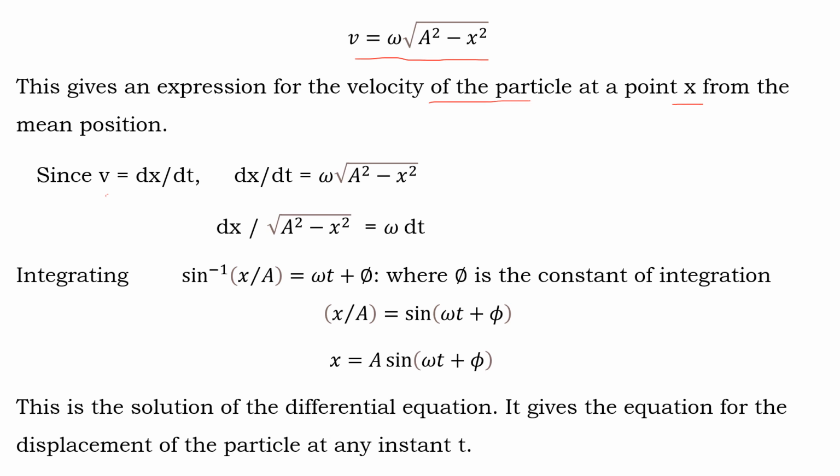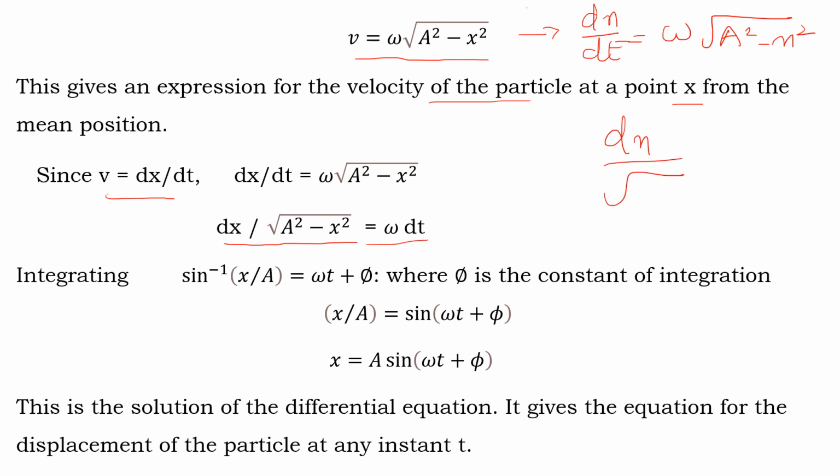But the velocity v is equal to dx by dt. Therefore, this equation can be written as dx by dt is equal to omega into root of a square minus x square. Or it can be written as dx divided by root of a square minus x square is equal to omega into dt, and integrating this term.